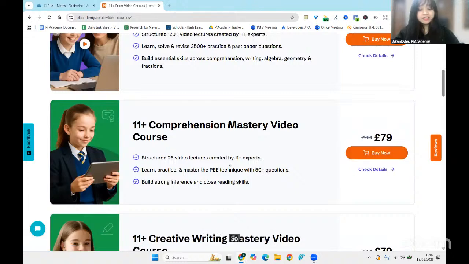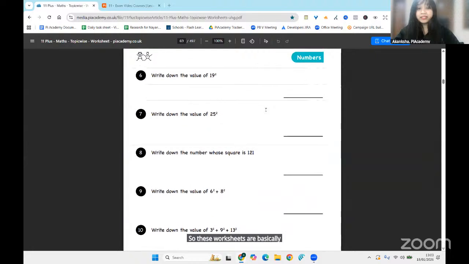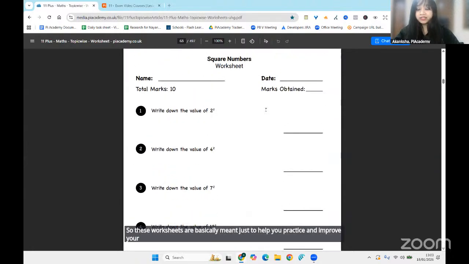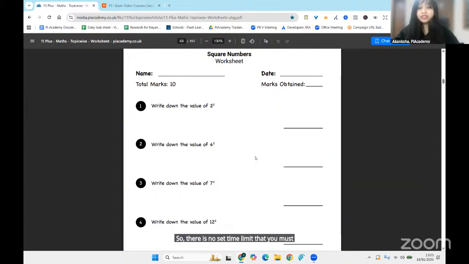So Joshika has a question. How many hours per minute will we have to complete the maths worksheet? That's a very good question. These worksheets are basically meant just to help you practice and improve your speed and accuracy. So there is no set time limit that you must follow for these worksheets.